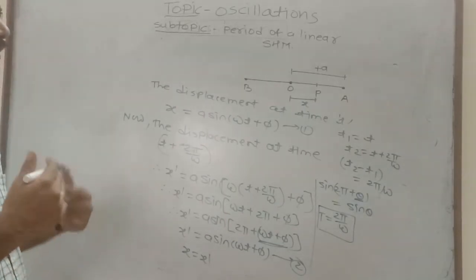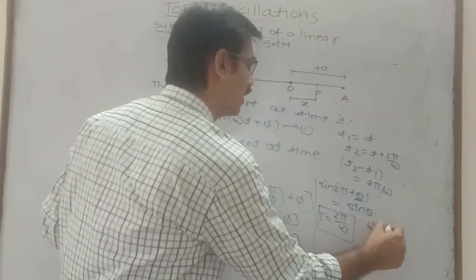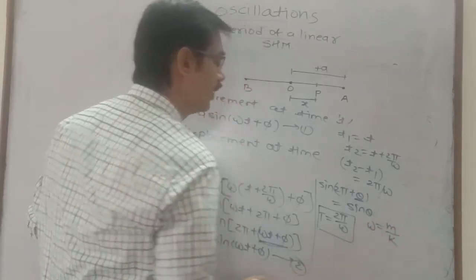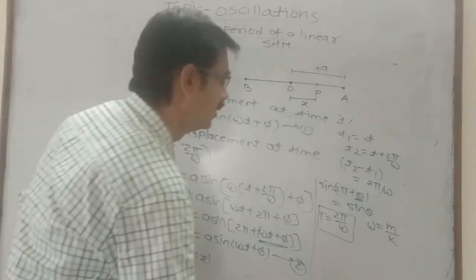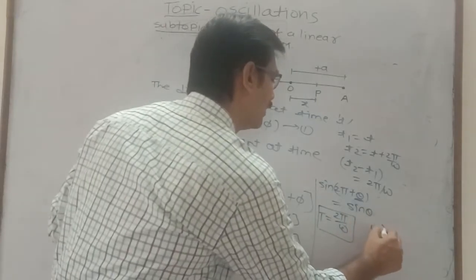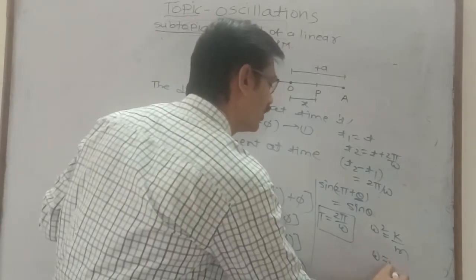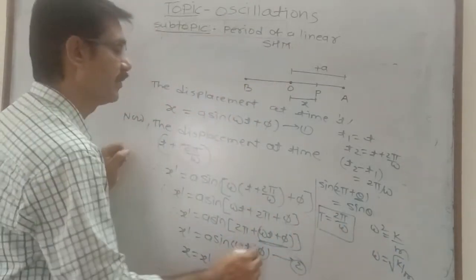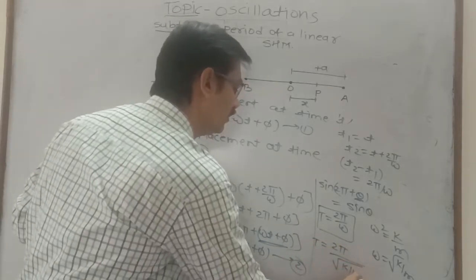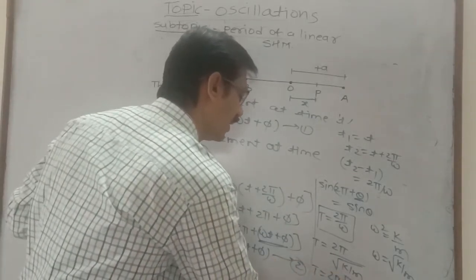And we know that from the second order differential equation, omega is given by, from the definition, omega square is given by k by m, and therefore omega is equal to under root k by m. If we put this value in this equation, then we get T is equal to twice pi upon under root k by m. Then finally we can write T is equal to twice pi under root m by k.